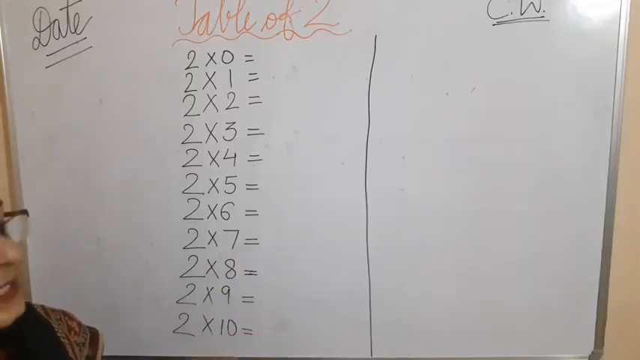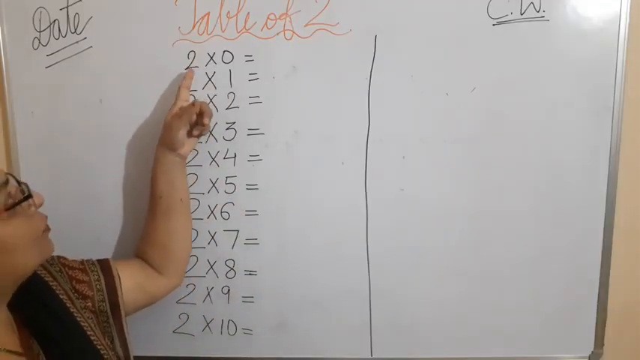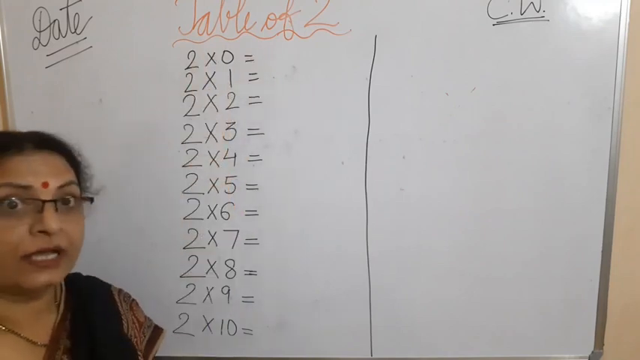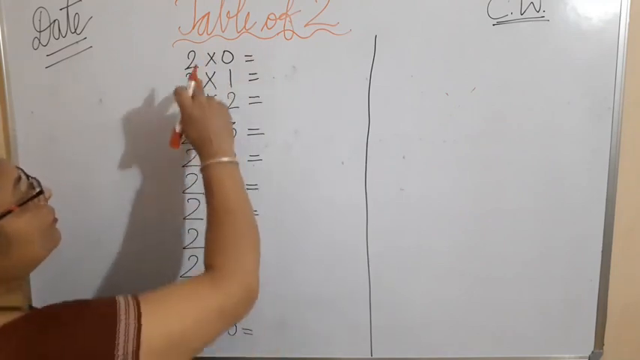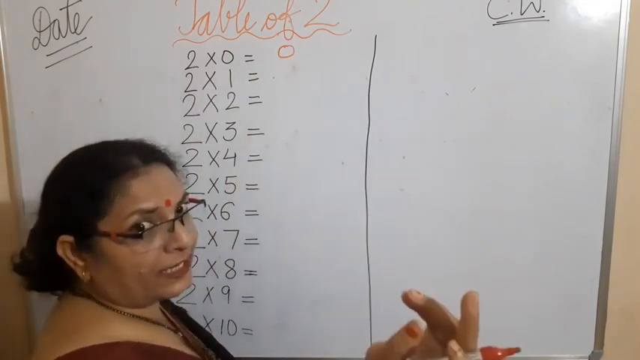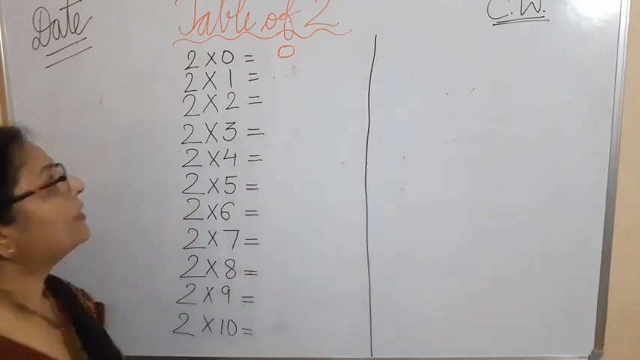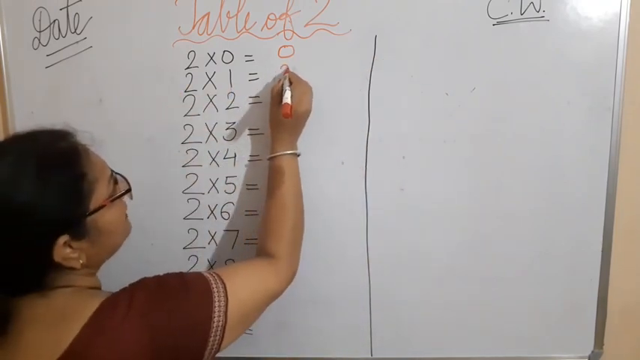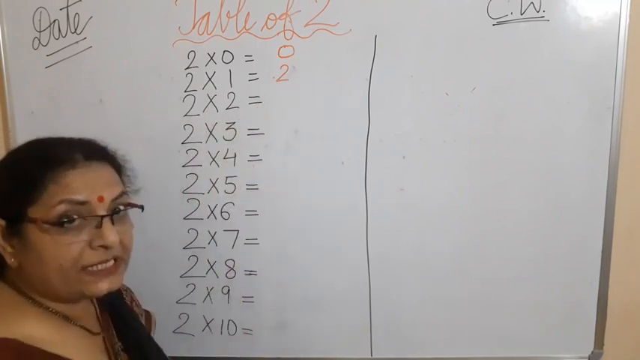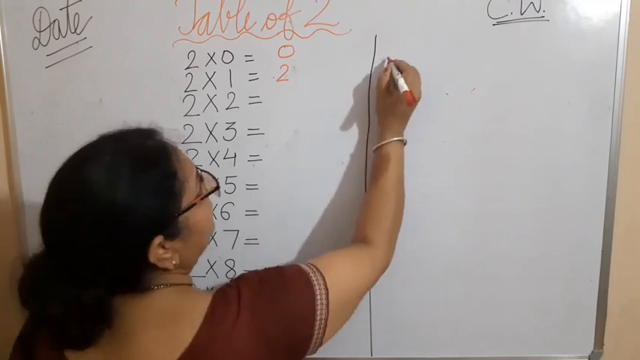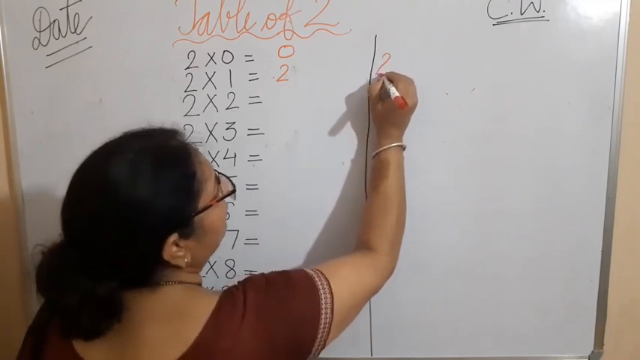So let's start the table from 0. 2 zeros are 0. It means whatever you multiply with 0, it becomes 0. So 2 zeros are 0. And in repeated addition, no need to write, because the answer is 0. So the second one is 2 ones are 2. It means you have to add 2 one time. Okay? Like this. One time.